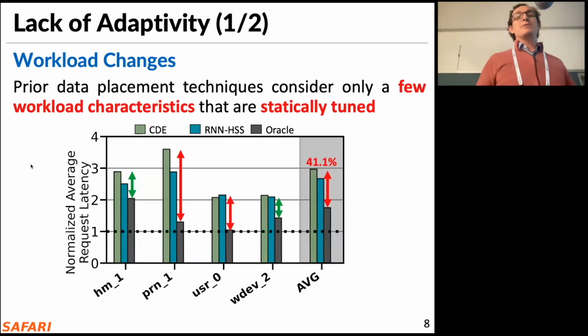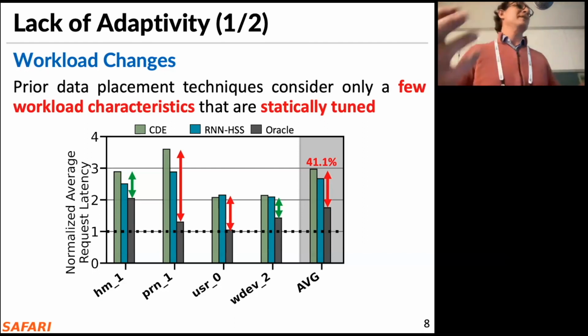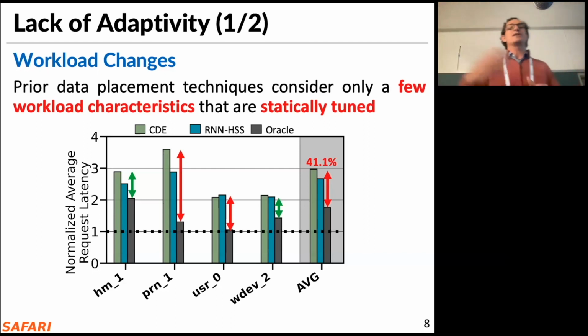If you look at prior data placement techniques, they usually use a few workload characteristics. For example, how frequently you've accessed this block, right? That's one single characteristic. You may couple it with the latency or the cost of the block, etc. And then you can become more fancy. You can add more metrics. But then the problem is it's very difficult to manage all of these different characteristics with a human-designed policy, right?